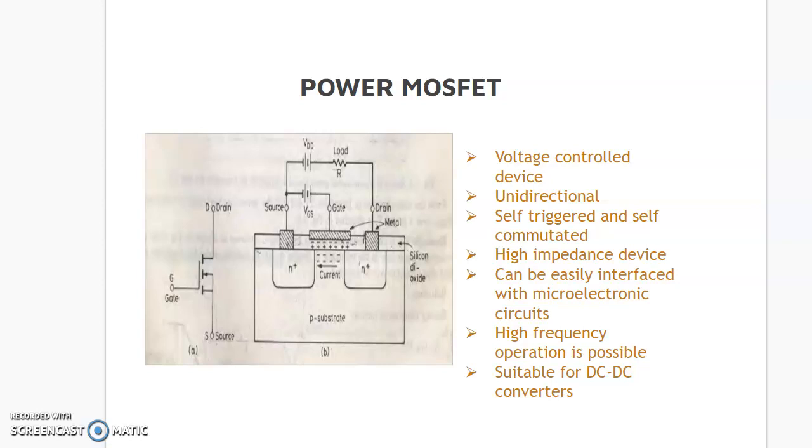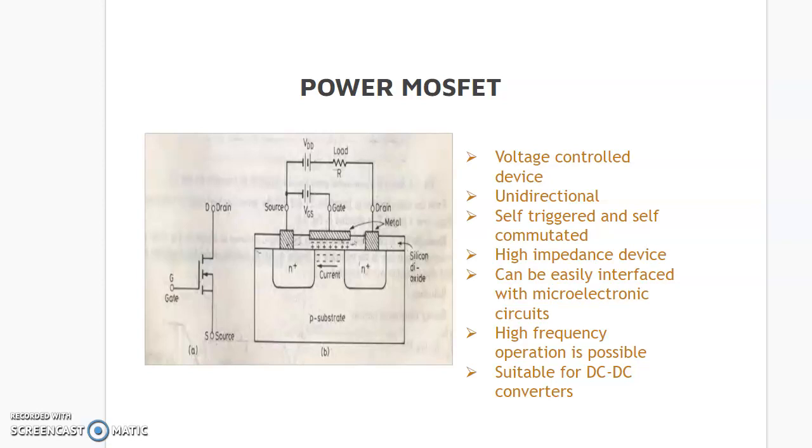So power MOSFET is actually a switch. It is a voltage controlled device and a unidirectional current flowing device with self triggering and self commutation also. But we saw in SCR, self triggering and self commutation is possible only for AC. So this device acts like an SCR, but it is a switching device. It has high impedance when it is off and very low impedance when it is on, so it can be very easily interfaced.